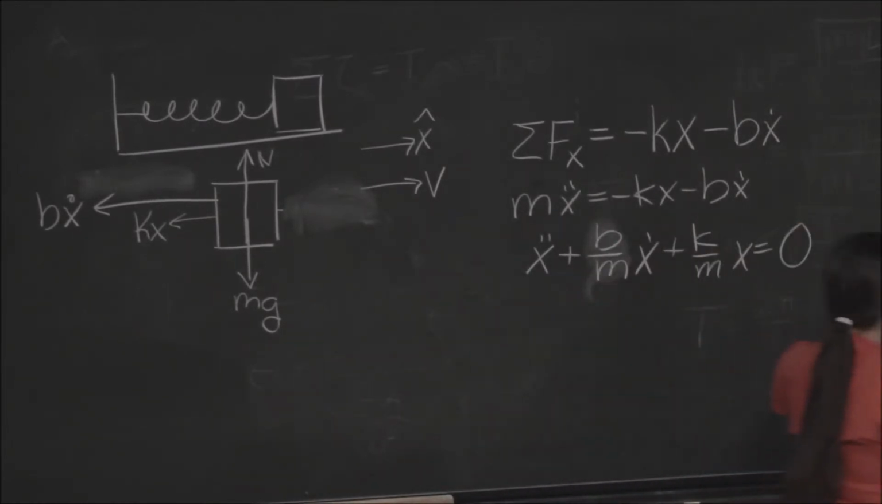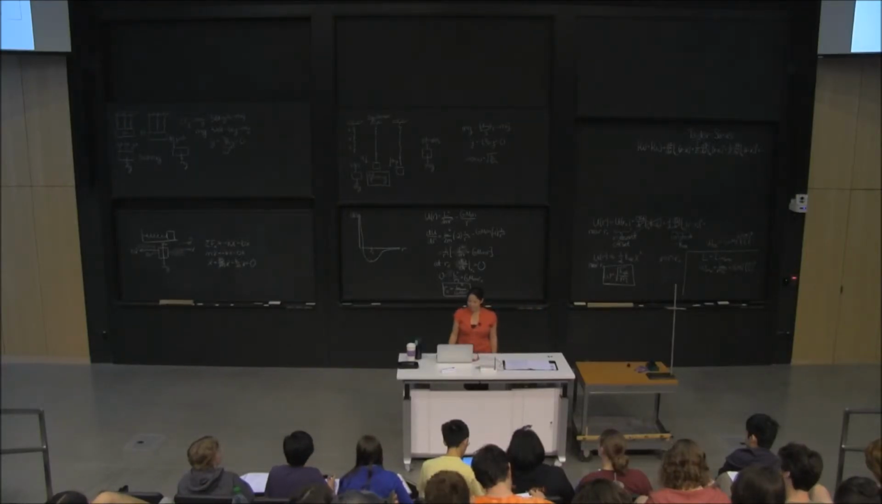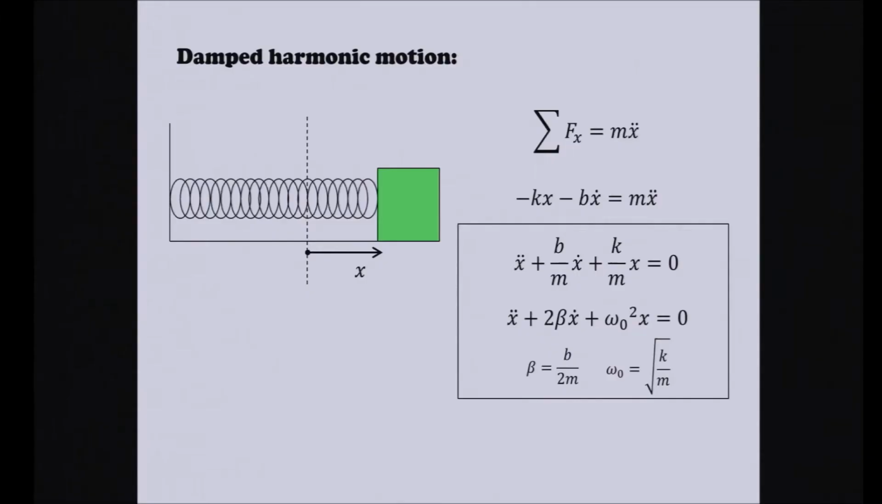Okay. Does this look familiar? Does it almost look like something you did recently in math class? Maybe a little bit? So if we make some change of variables here and we call that coefficient of x dot 2 beta, where beta is b over 2m. And we're going to keep calling this our omega, except we're going to call it omega naught squared now.